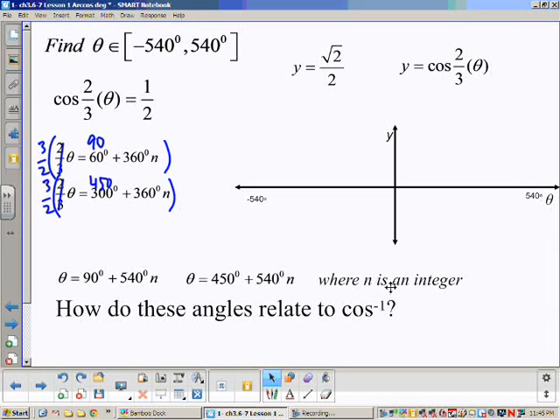So n is an integer, meaning positive or negative whole numbers. So if we go 540 forward or 540 back, a complete period, we'll get continually the same values. These are some of the results of periodic functions.